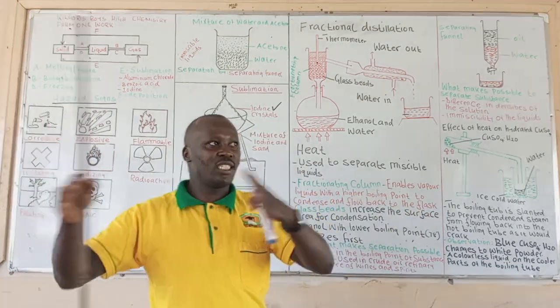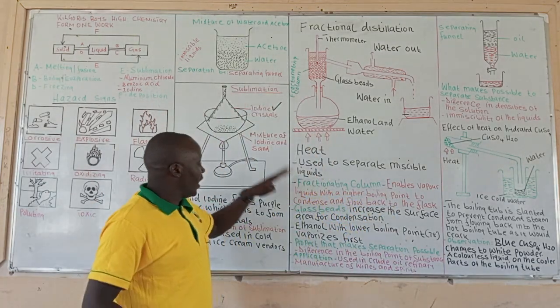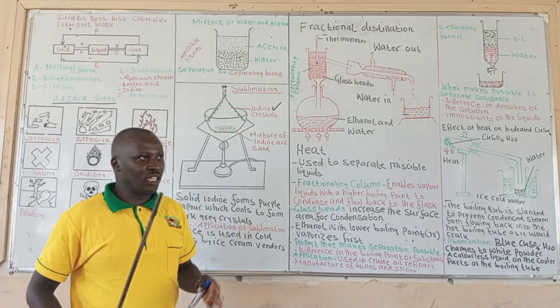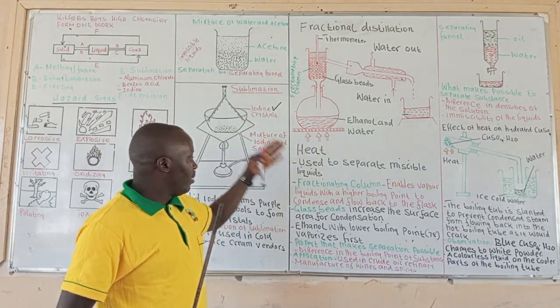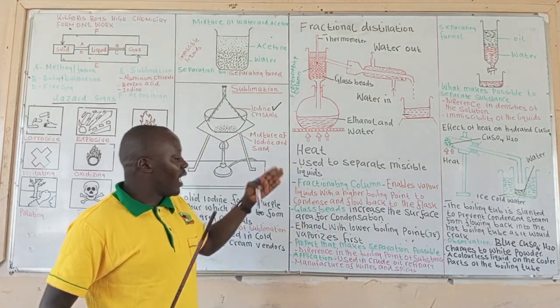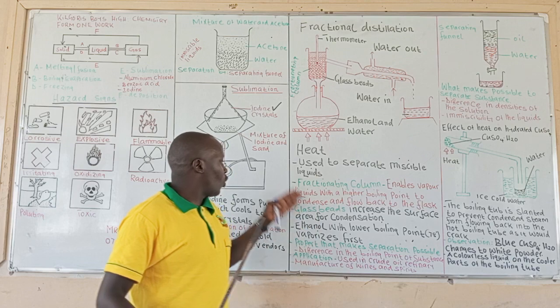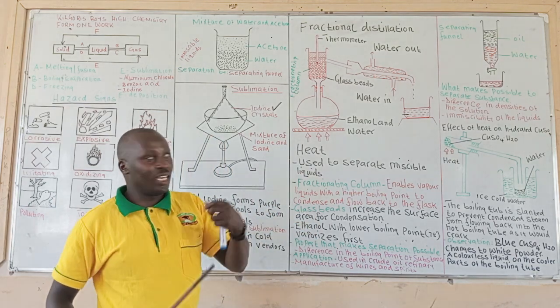So because of that different boiling point, they can be separated. Now, another thing, we have the fractionating column. What is the purpose of this fractionating column? The purpose of the fractionating column is that it enables vapor of liquids with a higher boiling point to condense and flow back to the flask. Then we have the glass beads.